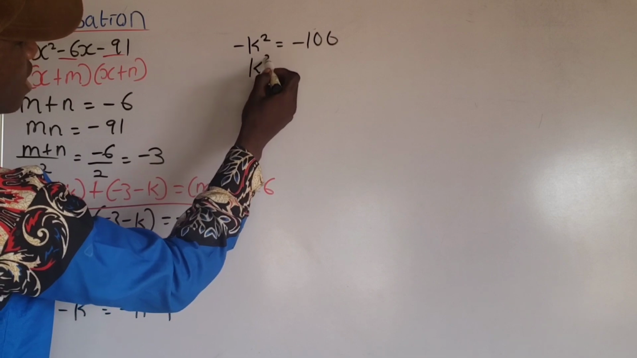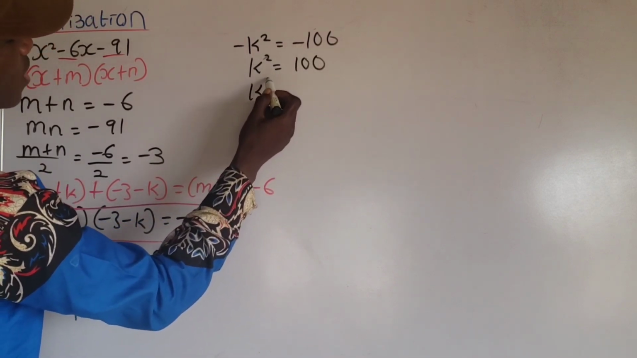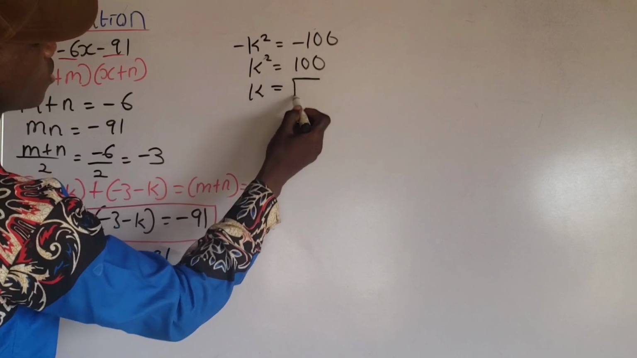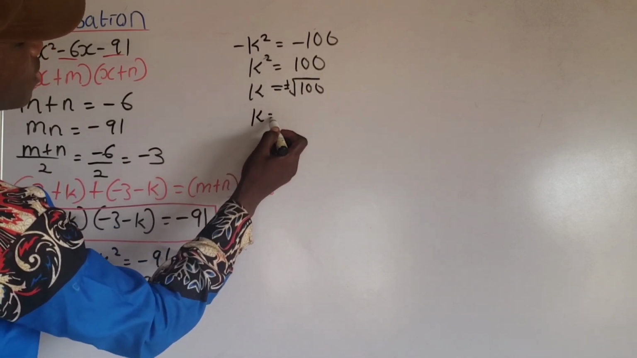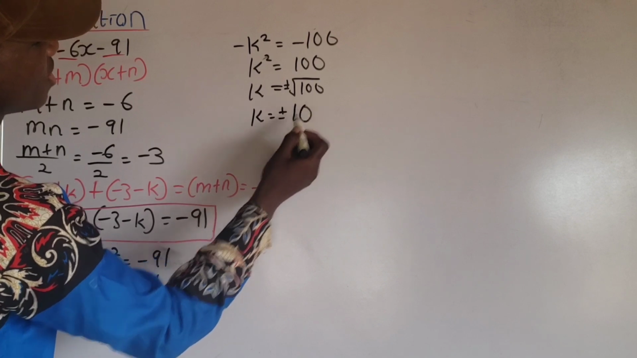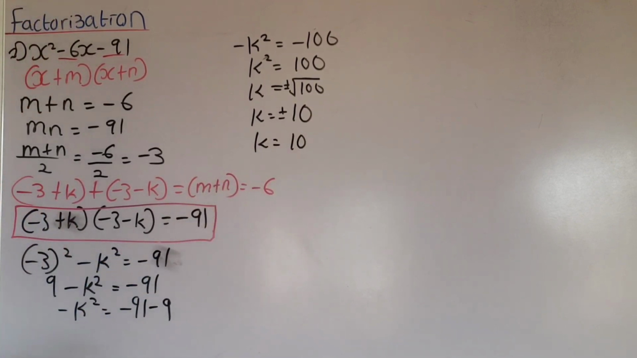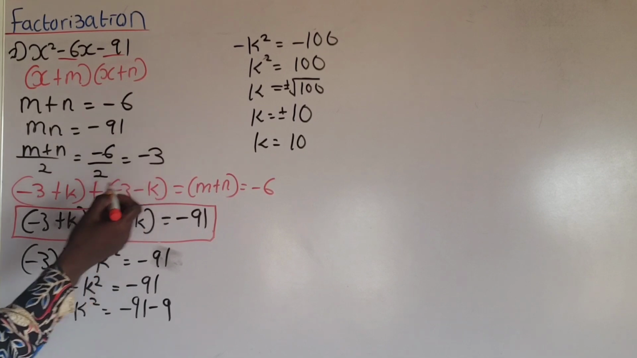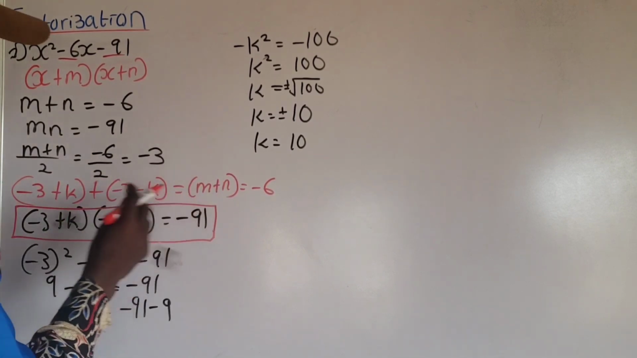So k squared is equal to 100. Taking the square root, k is equal to the square root of 100, which is positive or negative. K is equal to plus or minus 10. Okay, so k is equal to 10. You understand? Now, having gotten the value of k, the next step is that you have to replace the value of k in the equation. Just substitute the value of k into this equation. You understand? K is 10.